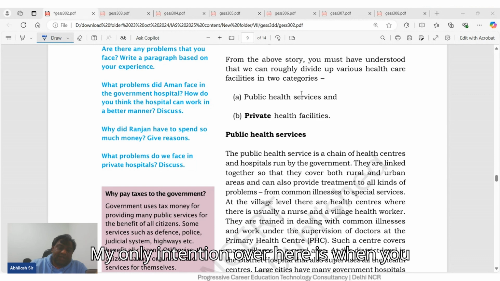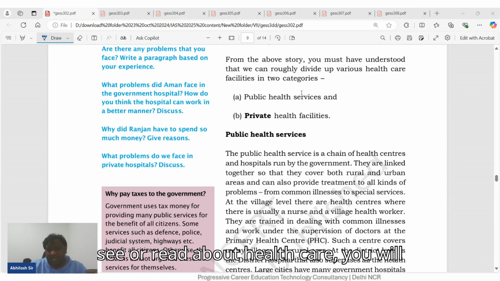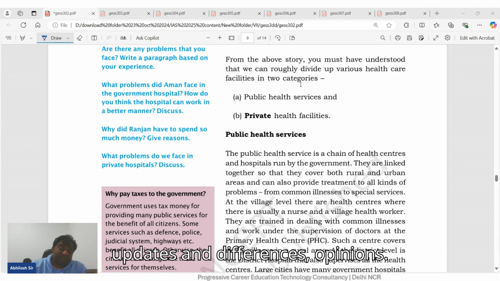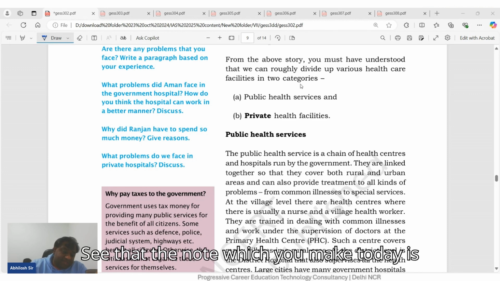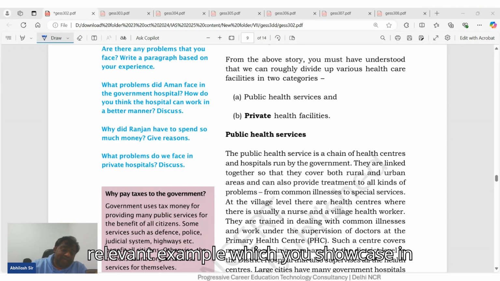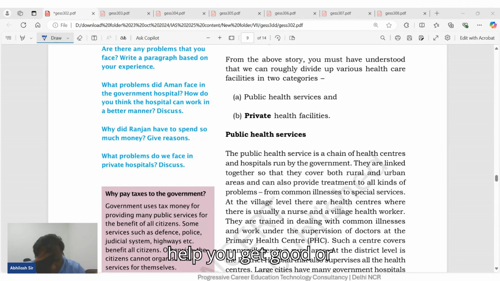My only intention over here is that when you read about healthcare, you will see a lot of news articles coming up about healthcare, updates, differences, and opinions. See that the notes which you make today are updated every time you read about it in the newspaper. The reason I am saying this is that the more current and relevant examples you showcase in your answers will help you score good marks, rather than very repetitive answers.